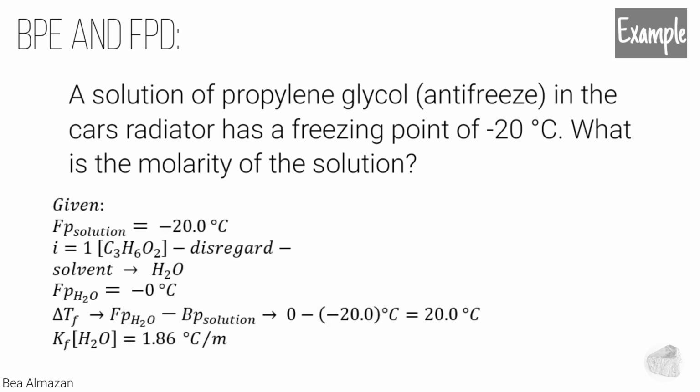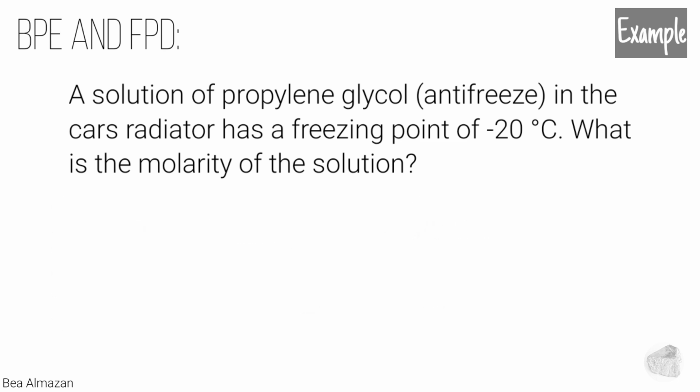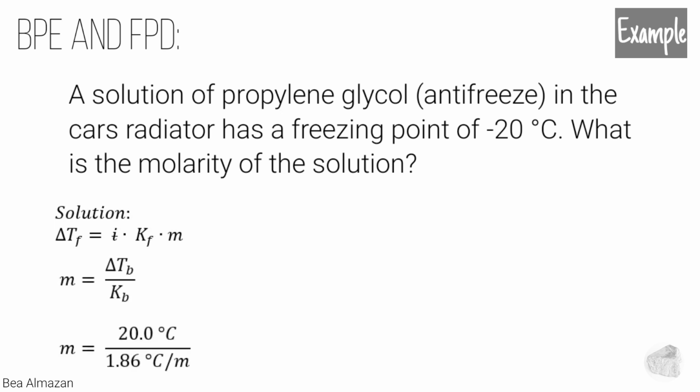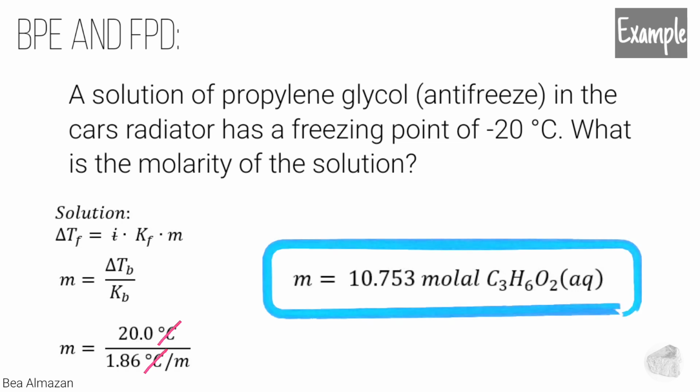Water's molal freezing point constant is 1.86 degrees Celsius over molal. What we need to find is the molality of the antifreeze solution. We can solve this by referring to our formula for freezing point depression and deriving it in terms of molality. Plugging in those values and cancelling out degrees Celsius, we simply get 10.753 molal of the antifreeze solution.